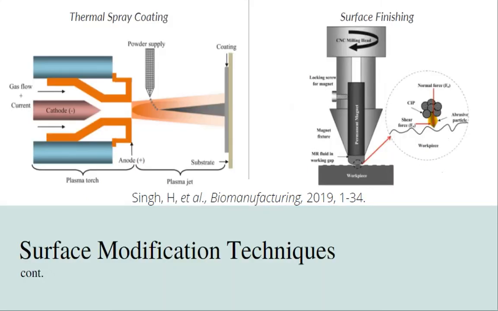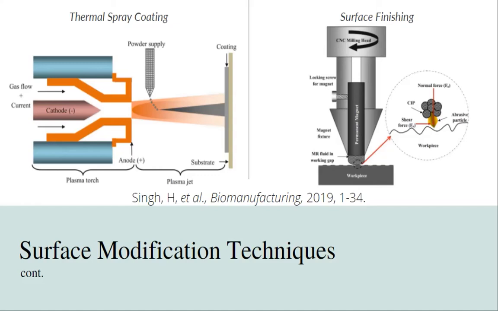Finally, we'll look at thermal spray coating and surface finishing. Both of these are used to alter the surface of a biomaterial and increase the wear resistance and mechanical properties of that material. Thermal spray coating involves a cathode and electric and gas flow to create a plasma torch which will melt a powder that will then coat the material.